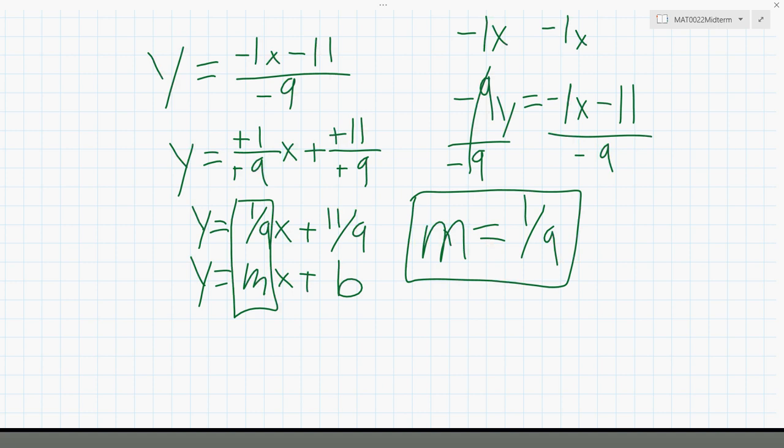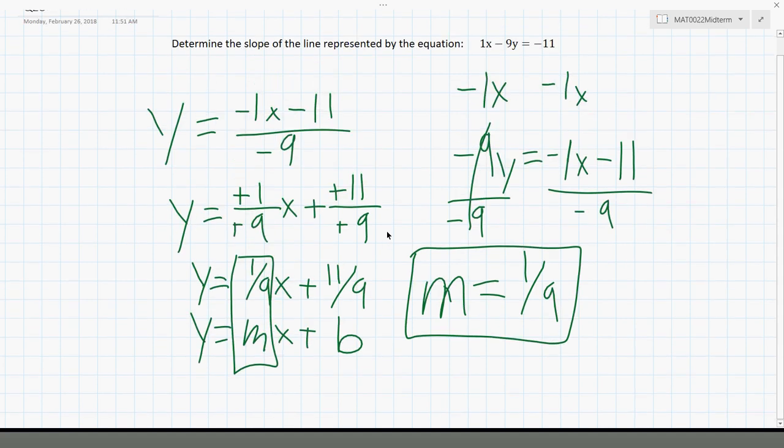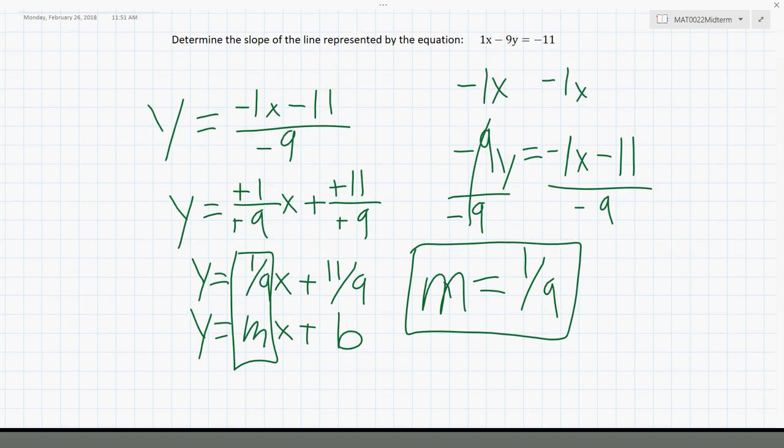What's wrong? How did you get from 9? I don't want to hold everyone else, so I'll ask you after. Okay. How did you get from negative 9y equals negative 1x plus 11, and divided them both by 9? How did they convert to a positive number?